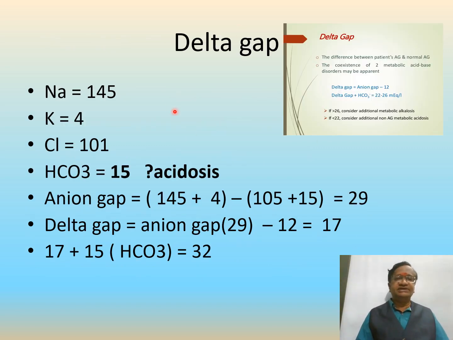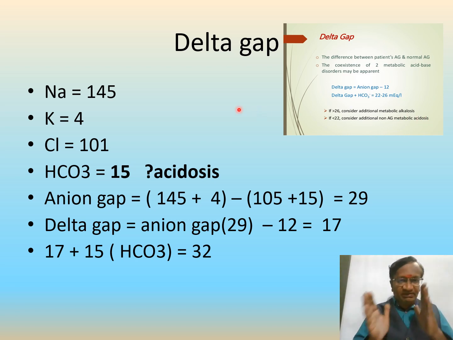Now we have already told delta gap. Delta gap is anion gap minus 12. Delta gap plus bicarb is normally 22. If it is more than 26, there is an additional metabolic alkalosis. If it is less than 22, there is an additional non-anion gap metabolic acidosis.